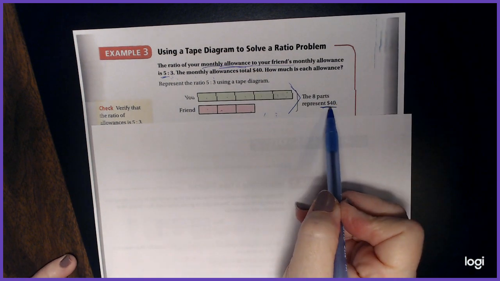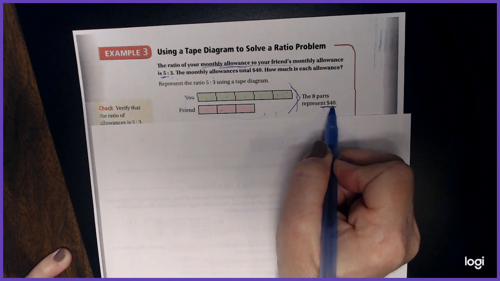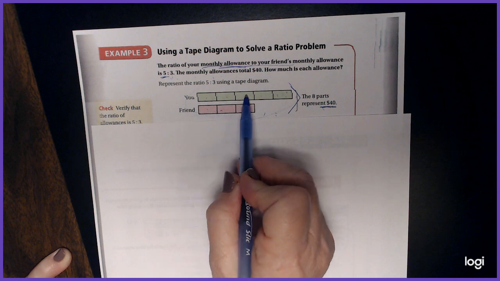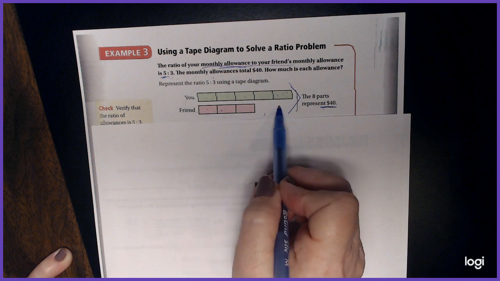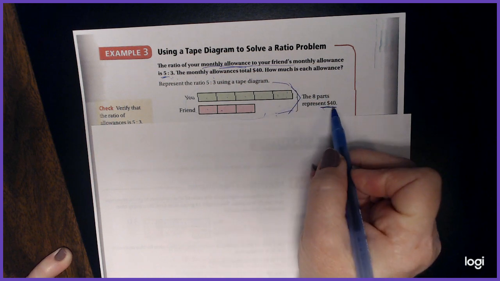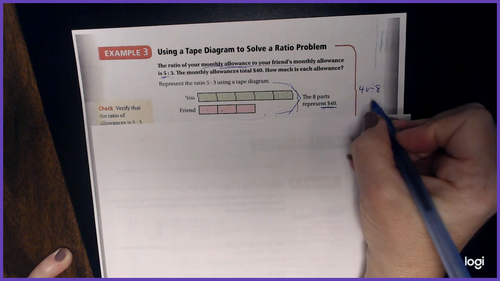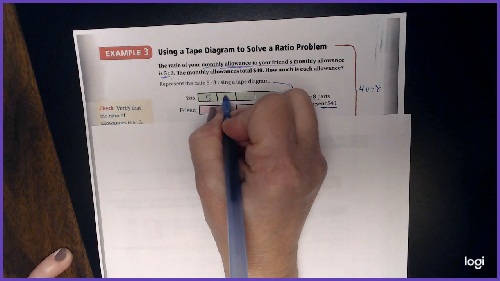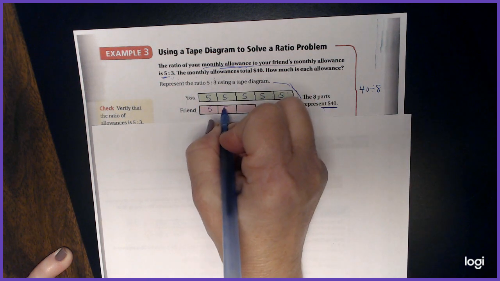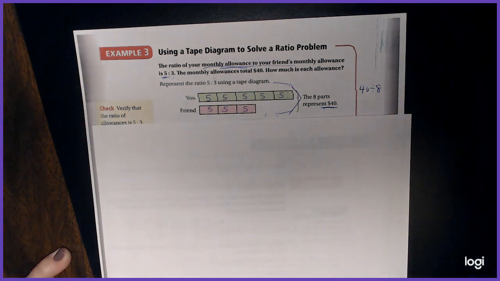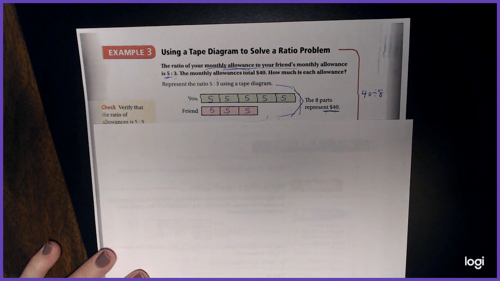So we have $40 for all of these boxes. That means I'm going to take 40 and divide it into 1, 2, 3, 4, 5, 6, 7, 8. So if I take $40 and divide it into 8 total boxes, 40 divided by 8, most of us know, is 5. So we're going to put 5 in each box. Now if I count 5, 10, 15, 20, 25, 30, 35, 40, it equals a total of 40.